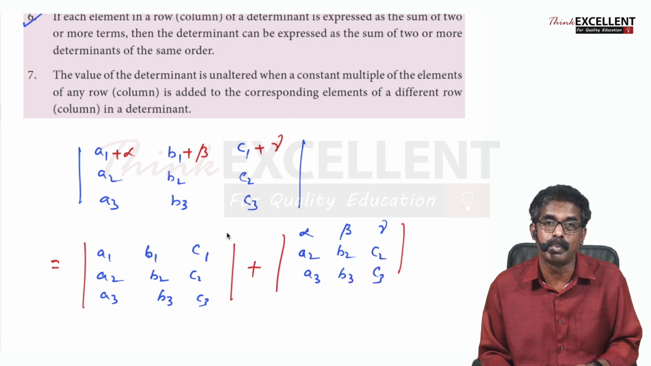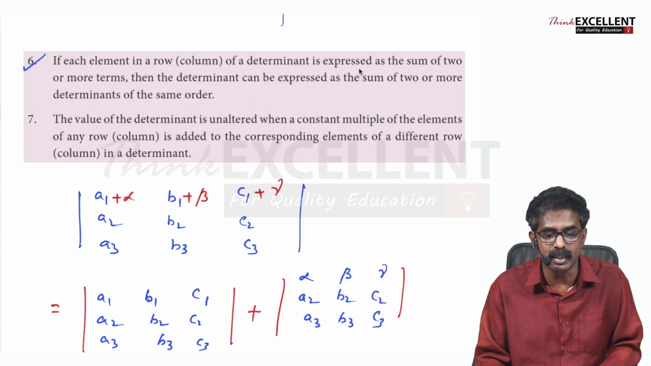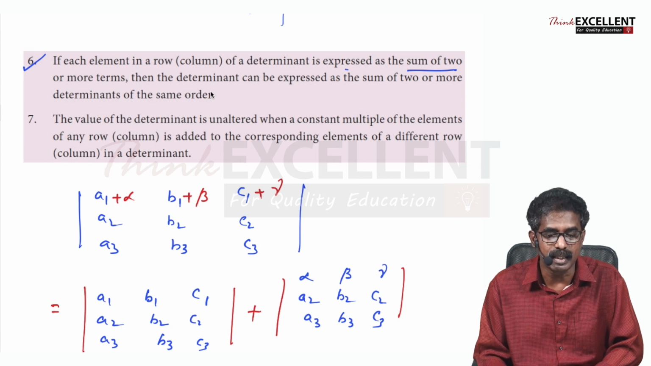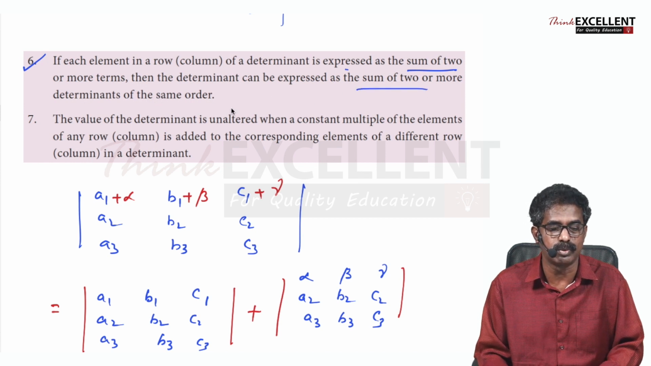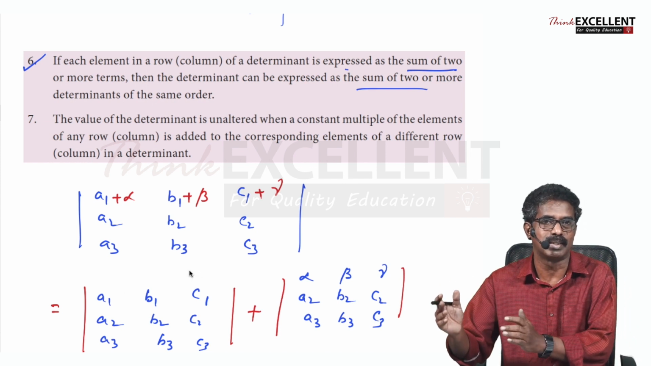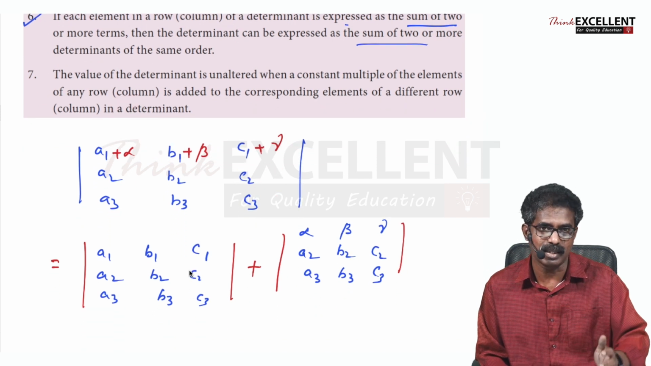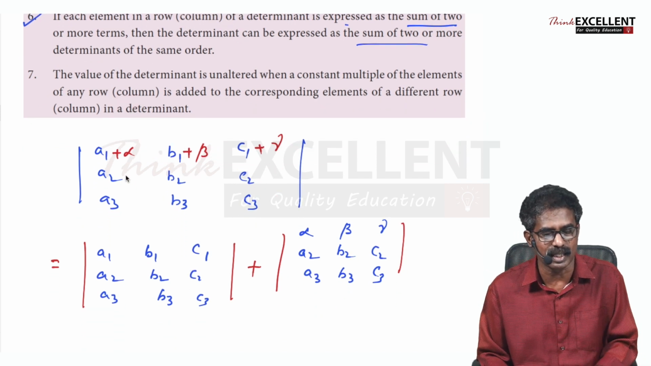Now you read the property, you can understand. If each element in a row of a determinant is expressed as a sum of two or more terms, then the determinant can be expressed as a sum of two or more determinants. Since there are two elements, you are writing as a sum of two determinants. Suppose there are three elements, write it as three determinants. Okay, you can write, not necessarily always. If there is a need, you can write like this.